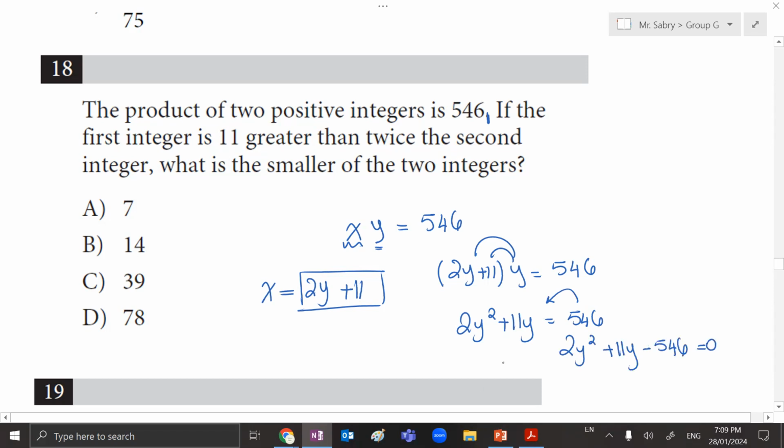Now I'll take this to a calculator with mode 5.3. Mode 5.3 and I'll put the coefficients 2, 11 and negative 546. That would be negative 39 over 2, which is negative 19.5.